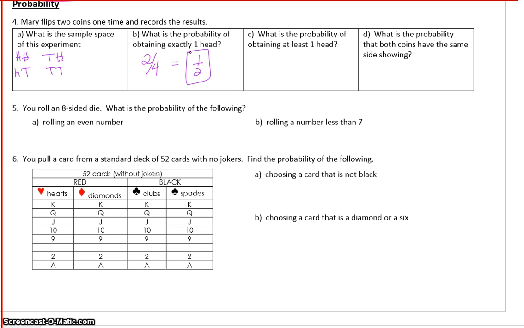C, what is the probability of obtaining at least one head? This means 1 or 2 heads. So for this one, heads, heads has 1 or 2, tails, heads, and heads, tails all have 1 or 2. The only one that does not work is tails, tails. So this would be 3 out of 4. Please try D for tomorrow.